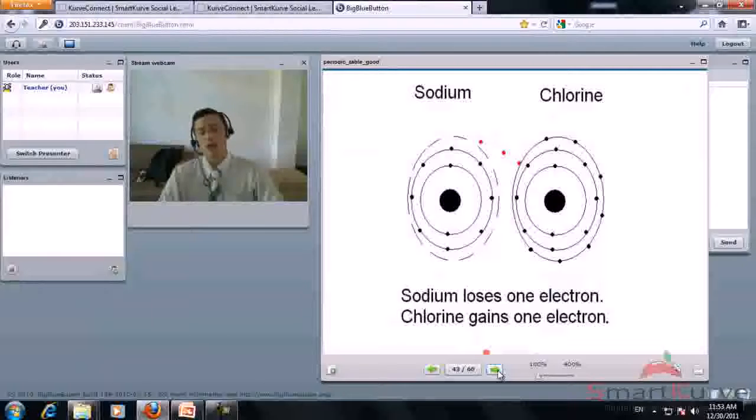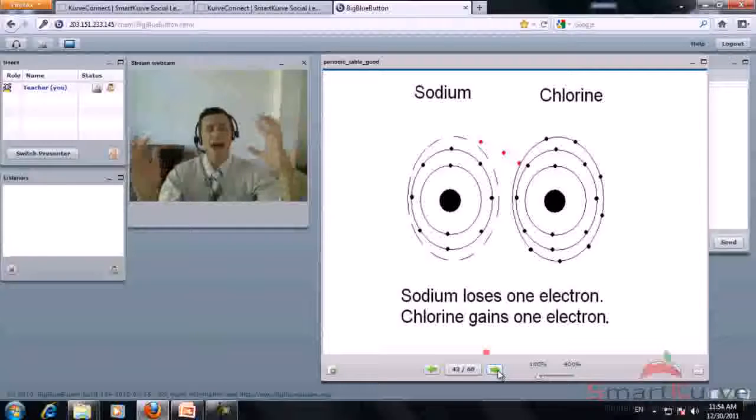On slide 43, we see what happens. The sodium loses that electron. It gives that electron to the chlorine atom. Now you see sodium has 8 in its valence shell, and so does chlorine. And that's a lot more stable for the atom. If it only has 1 in the valence shell, the whole atom is a little bit unstable, but when it loses that electron, we have a more stable configuration.